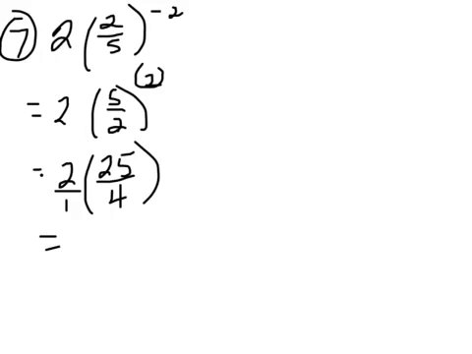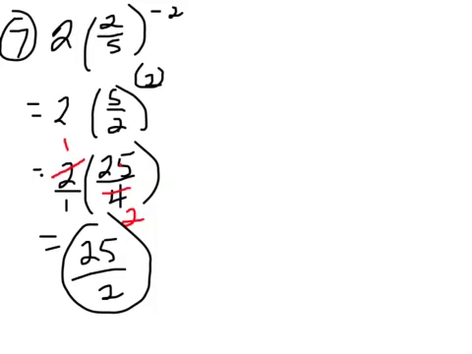We could multiply this out, or we could reduce first. Let's reduce first to save ourselves some work. 2 goes into 2 one time. 2 goes into 4 two times. So now if I multiply, 1 times 25 is just 25 in the numerator, and in the denominator, 1 times 2 is just 2. So it's 25 over 2, and we're just going to leave it that way. We're not going to worry about making it a decimal. We rarely use decimals in algebra. Remember that.